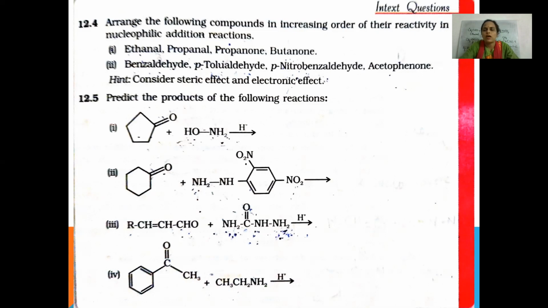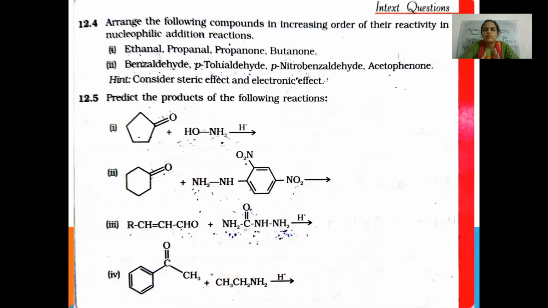I said ketones are least reactive, so first comes in increasing order of reactivity acetophenone, since it is a ketone. Next comes the presence of the CH3 group, that is an electron releasing group, that decreases the reactivity in nucleophilic addition reactions. So first comes acetophenone, next is p-tolualdehyde, less than sign, benzaldehyde, and the presence of an electron withdrawing group increases the reactivity. So last comes in increasing order p-nitrobenzaldehyde. Once again I repeat my answer.